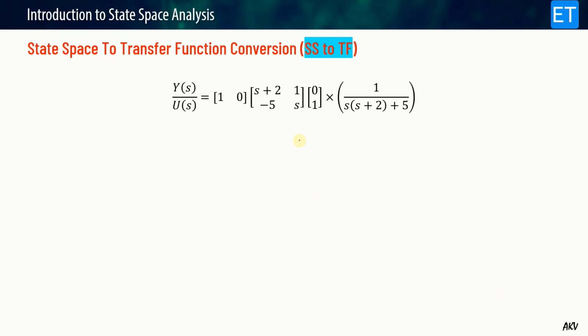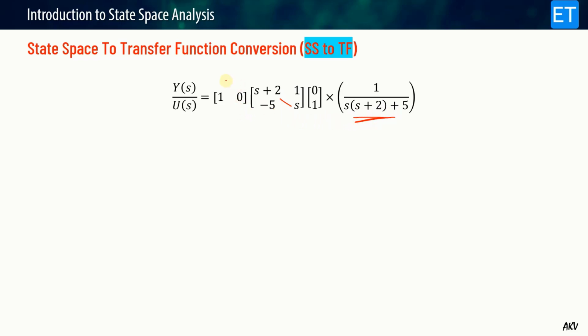Here you can see that I have exchanged this diagonal, so s plus 2 is here, s is here, and I have inverted the signs of the other diagonal: minus 1 to plus 1, plus 5 to minus 5. And then this is the determinant: s into s plus 2, minus 1 into minus 5, so that is plus 5. So that is the determinant.